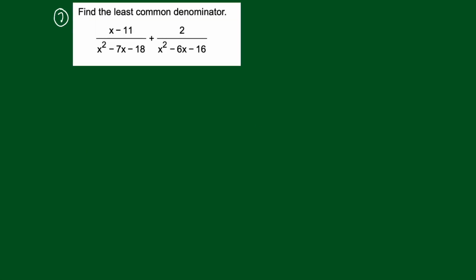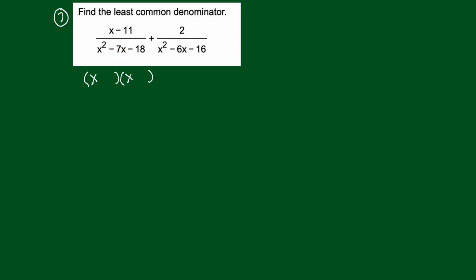So can we find the least common denominator? It doesn't say we have to add them, it just says find the least common denominator. So I've got this denominator here, this denominator here, they're different. Let's factor them. All right, so let's factor this leftmost one. So how about if we use x and x? Now, what are the factors of 18? What two numbers can you multiply together to give 18? And if you add and subtract, you get a 7.